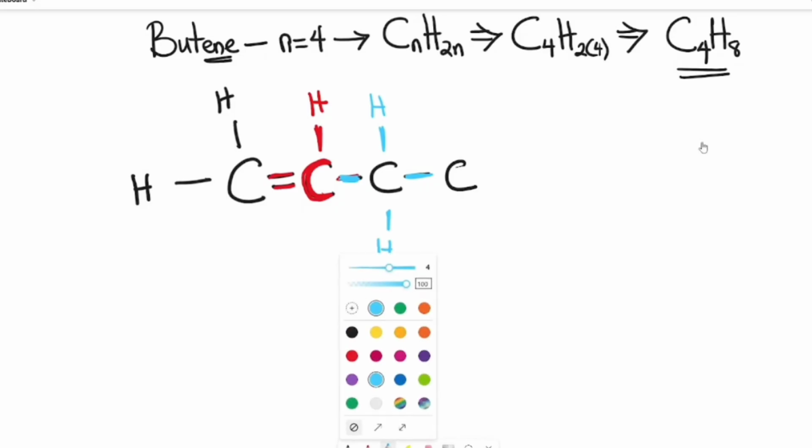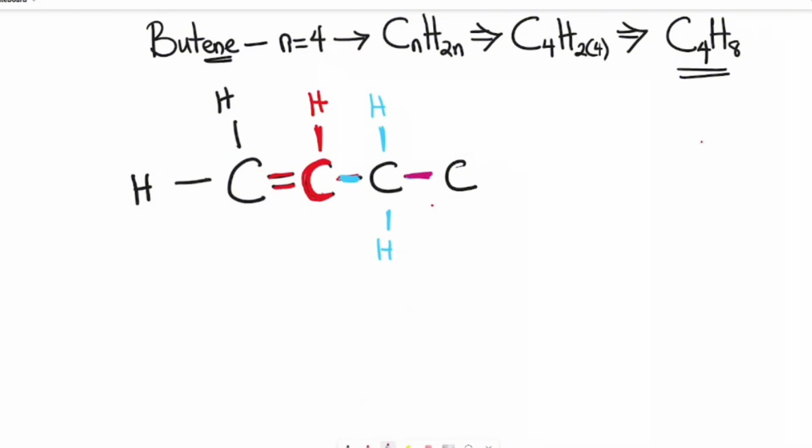And for our last carbon, let's use another pen. We have 1, 2, 3, and 4 for this carbon. So we have a hydrogen and a hydrogen. If you count, we have 4 carbons and 1, 2, 3, 4, 5, 6, 7, 8 hydrogens. That shows that it is complete with this molecular formula.